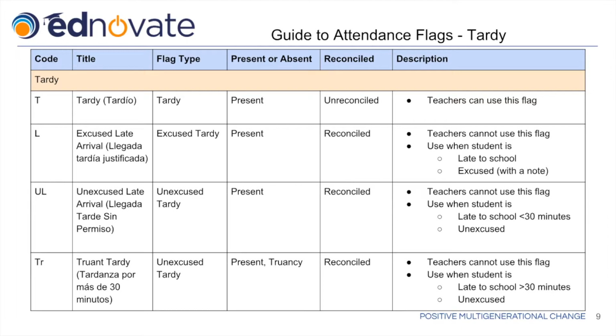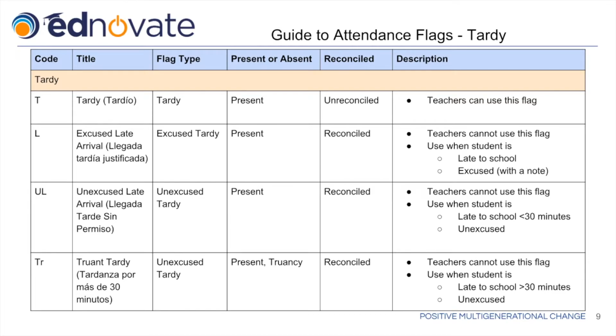For the UL, an unexcused late arrival, that is for any late arrival that's not considered truant. So the student is less than 30 minutes late to school and they don't have a note, and the office needs to go in and mark this one. Teachers can't use this one either. And again, that would be used for the period in which they arrived. So say they arrived to first period just a few minutes late, they would be marked to first period as an unexcused late arrival, and they'll be marked as absent in advisory.